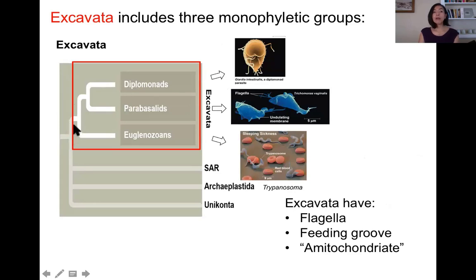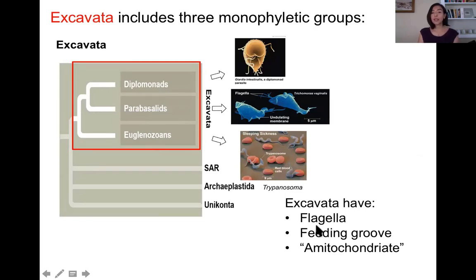This is a monophyletic group. Excavata is monophyletic. That means that we have the ancestor, and all of the descendants that we call excavates are descendants of this ancestor, all of them. This group is further split into diplomonads, parabasalids, and euglenozoans.